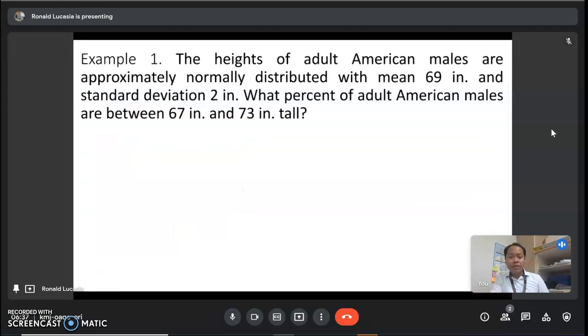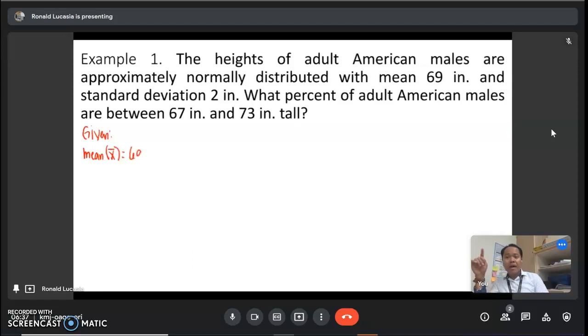The heights of adult American males are approximately normally distributed with a mean of 69 inches. So you write here the given: the mean is 69 and the standard deviation, that's the SD symbol here, is 2. What percent of adult males are between 67 inches and 73 inches tall?